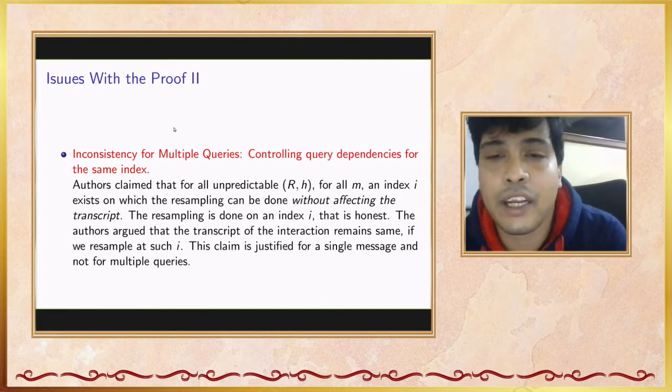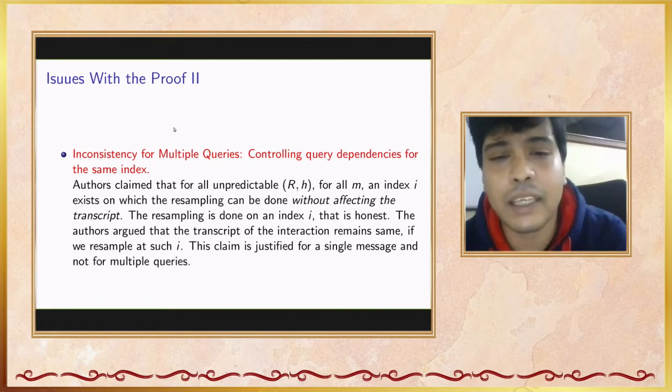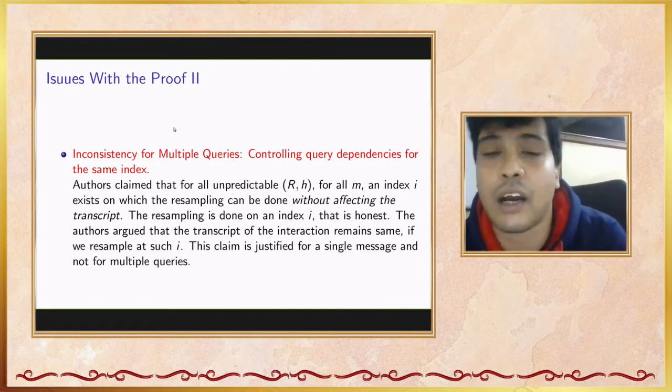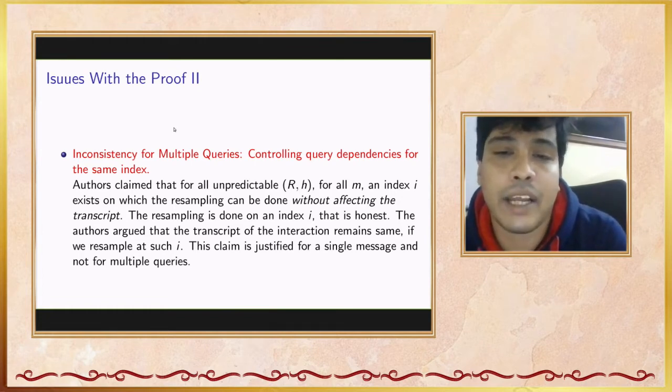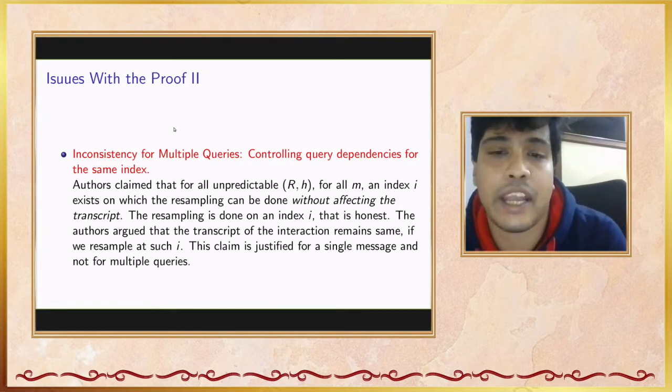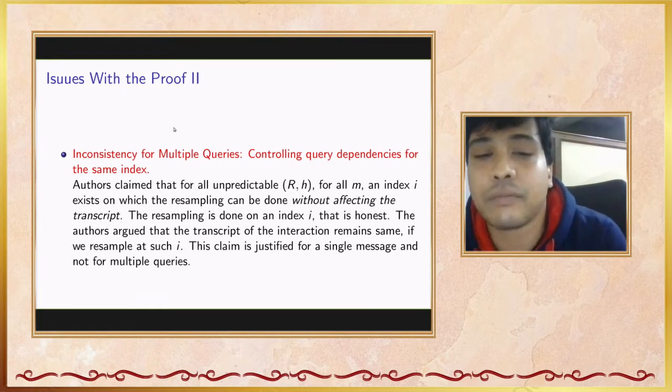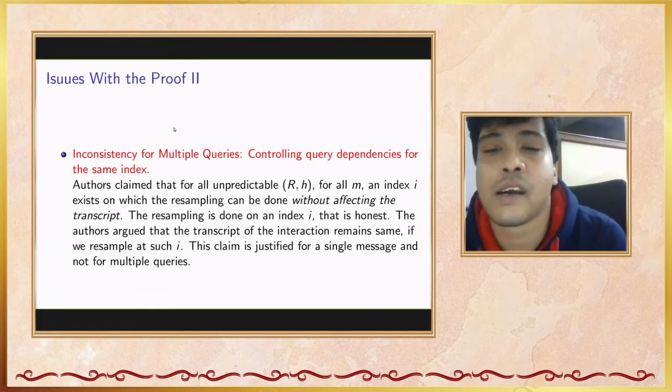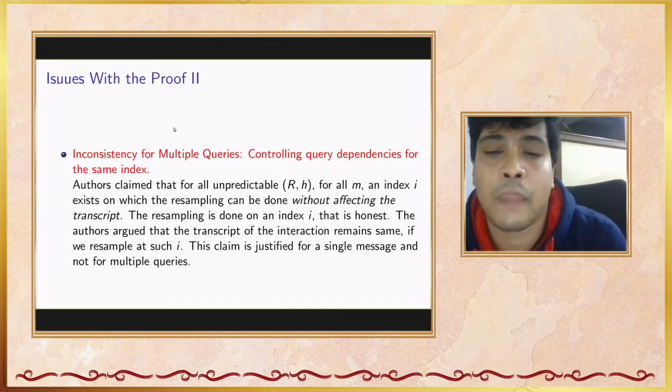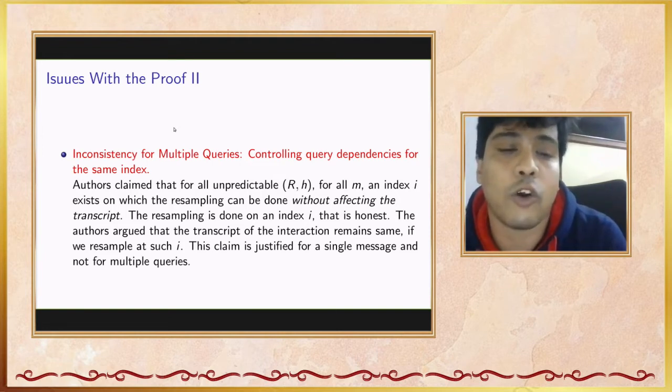Another inconsistency for handling multiple queries comes in the following way. They call a function h and a public random string r unpredictable if for all messages m there exists an i such that m_i plus r is not crooked for h and m_i plus r has not been queried by any crooked point of h. They then argue that if the resampling is done on such an index i, the transcript of the interaction will not change. But this claim is justified for a single message and not for multiple queries.